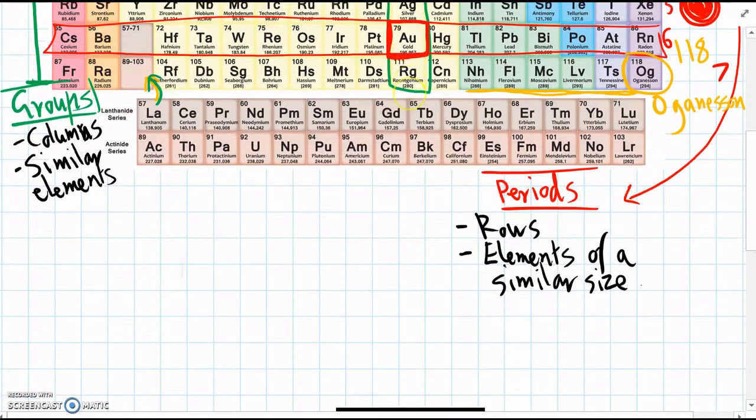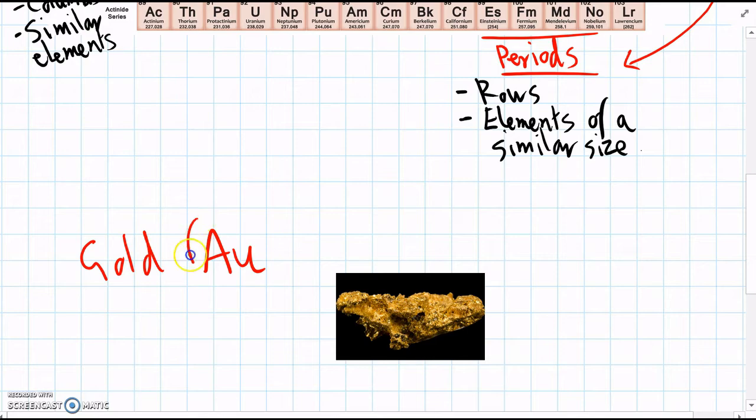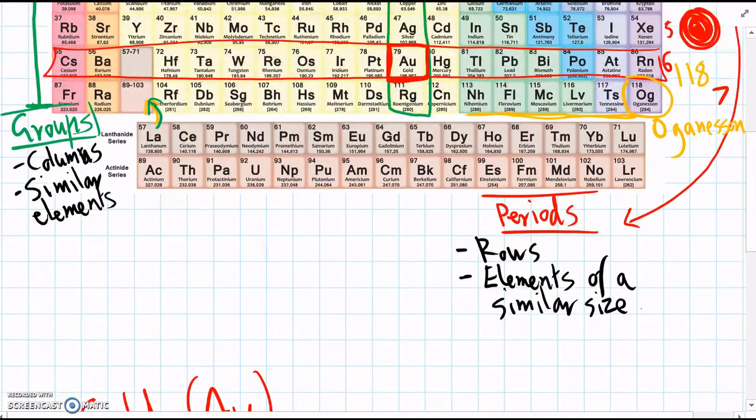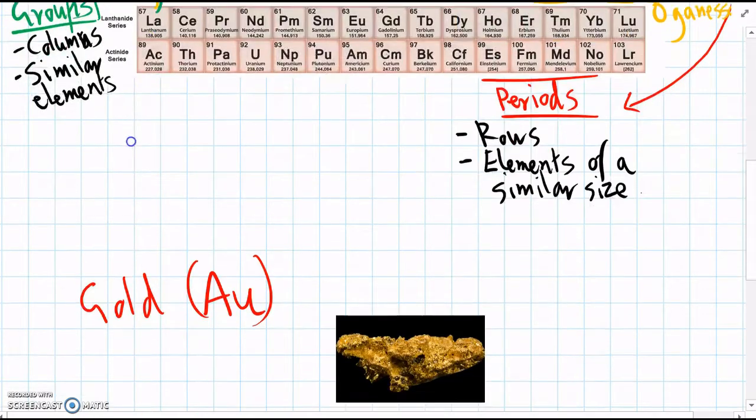And gold has the symbol of Au. So let's look at a few details of gold. We know from the periodic table it has the symbol Au. We can see its number as well. It's number 79.